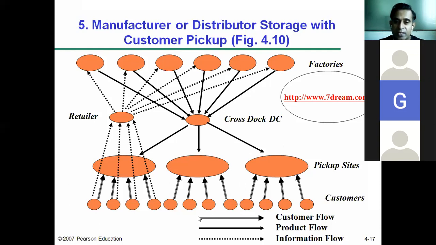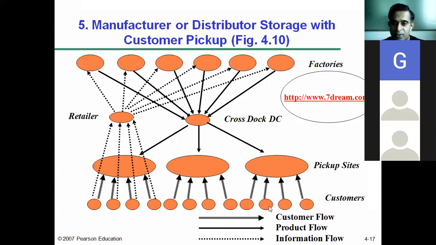Here we have an additional line. This blue line is called customer flow, the customer walking to the pickup sites, as you can see here. The solid line represents the product flow, and the dotted line represents the information flow, that is nothing but customer orders.